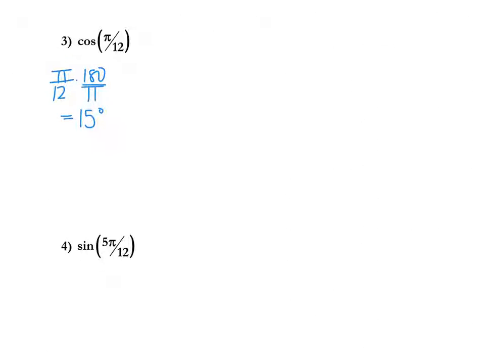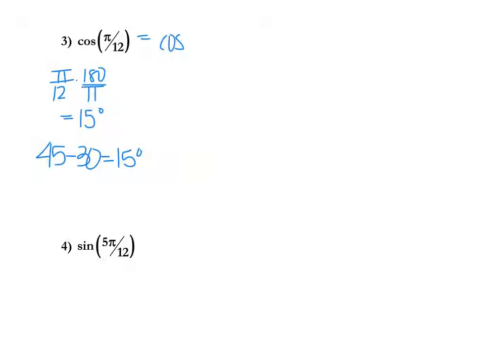Now we need to come up with two angles that are on the unit circle that either add or subtract to 15. There are several different options you can use. I'm just going to use 45 minus 30. That gives me 15.